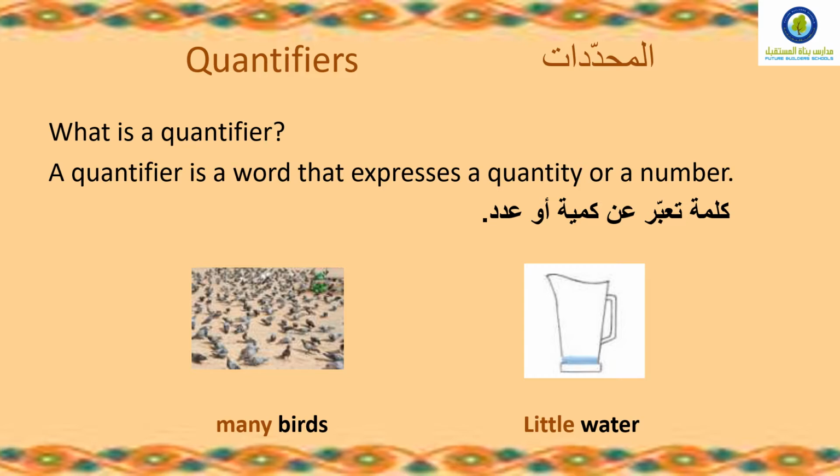Now, little water. Again, what is the quantifier? It's little, of course, and little here is a quantifier to talk about a quantity. Now, why quantity? Because it is uncountable, but many birds, many is a quantifier for number. So again, a quantifier is a word that expresses a quantity. A quantity like little water for uncountable nouns, a number like many birds for countable nouns. So it can be for countable and uncountable nouns.